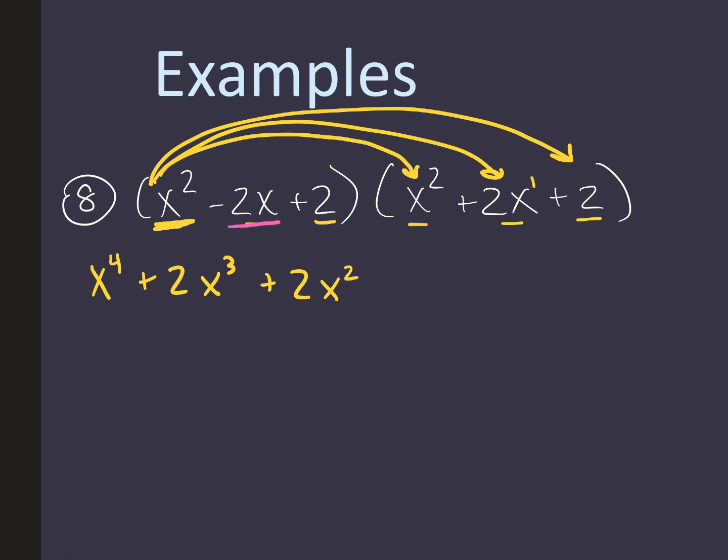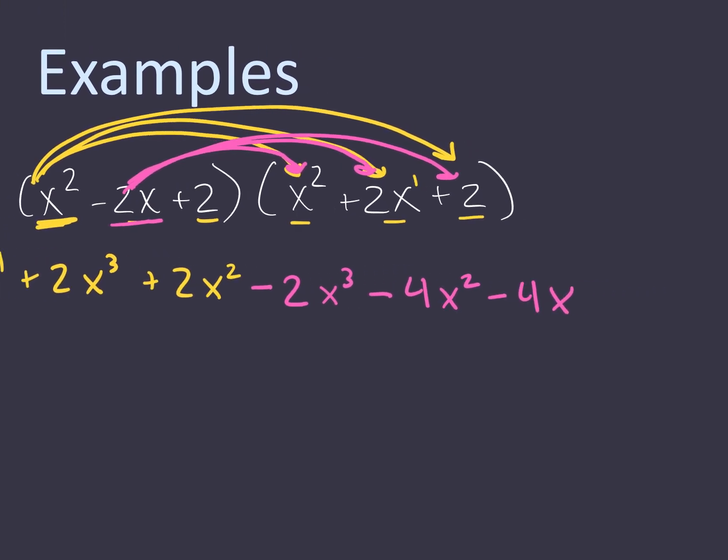All right, next we have -2x. So we start by multiplying the first thing in the next parentheses. So -2x times x squared would be -2x cubed. -2x times +2x would be -4x squared. And then -2x times 2 would be -4x.